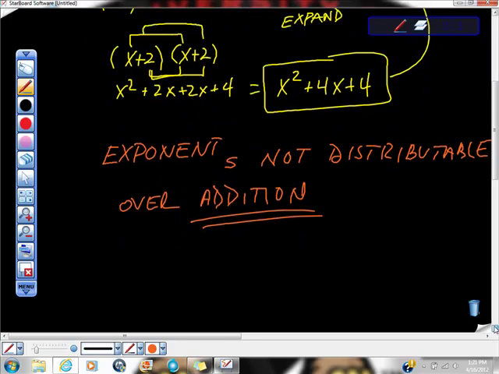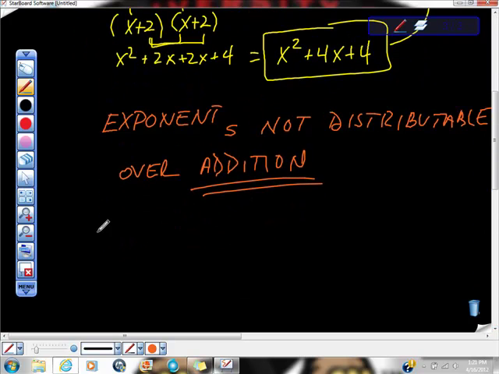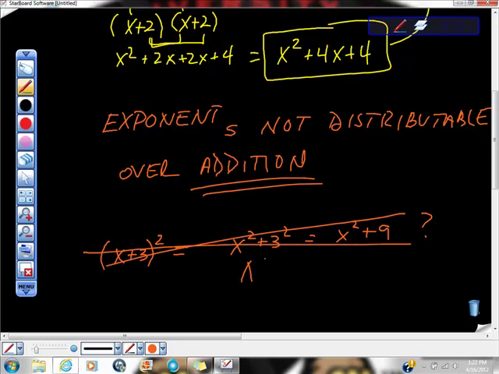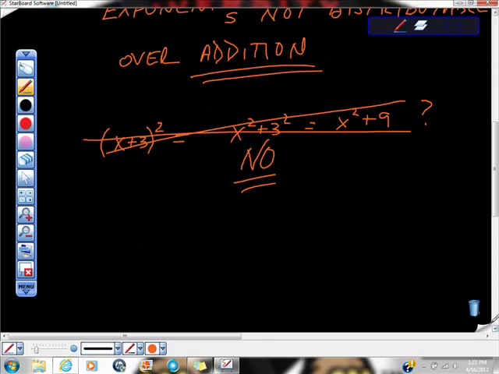So just to keep going with that, let's quickly answer this question. We have x plus 3 squared. Is it the same as x squared plus 3 squared, otherwise known as x squared plus 9? No. I'm begging you. It's honestly one of the biggest mistakes I see.